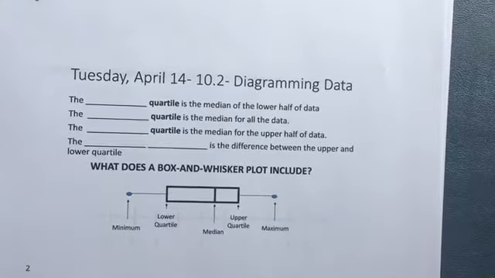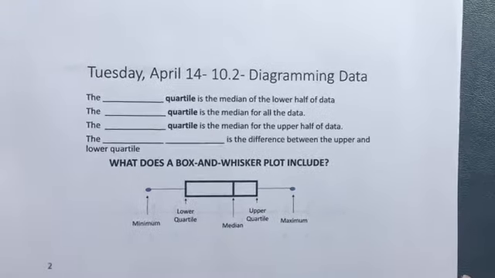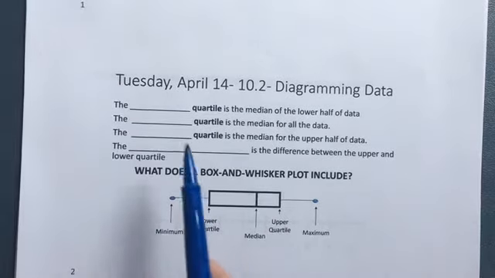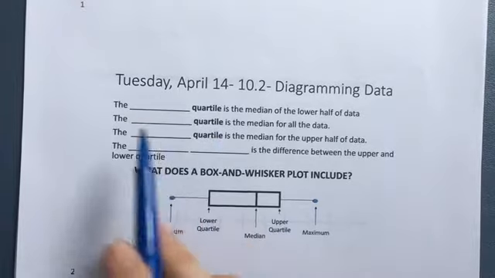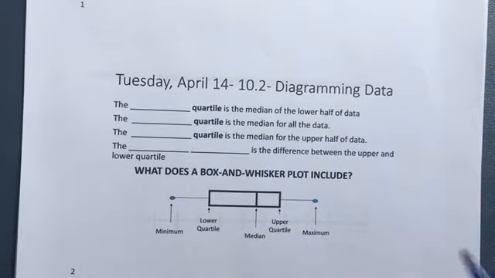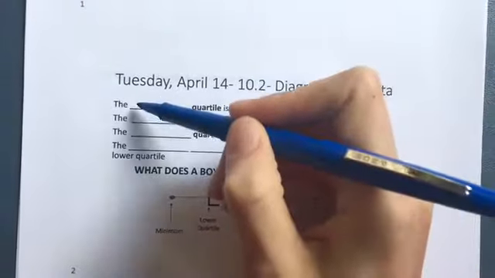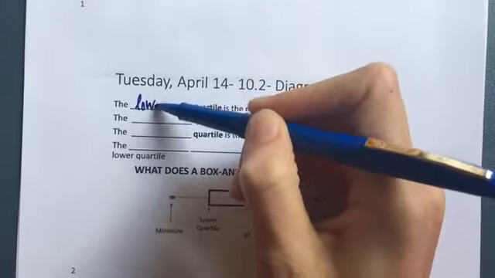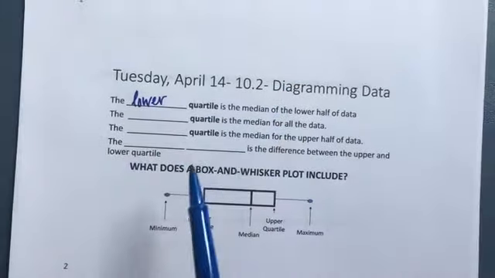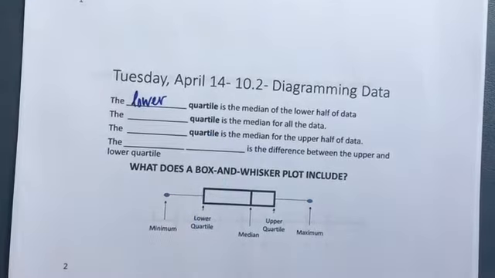Let's jump into today. We're going to start with some definitions. Let's start just by filling these in and then talking. So the blank quartile is the median of the lower half of data. That is the lower quartile. And you notice that word there, I pronounce that quartile, okay? We know that QUA often means 4, and it does in this case too.